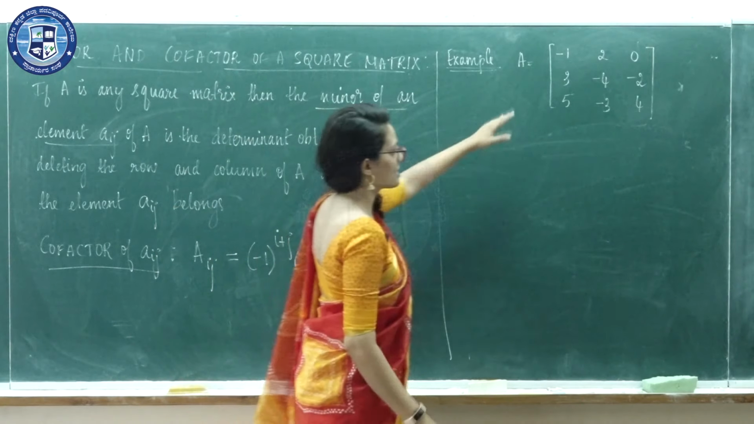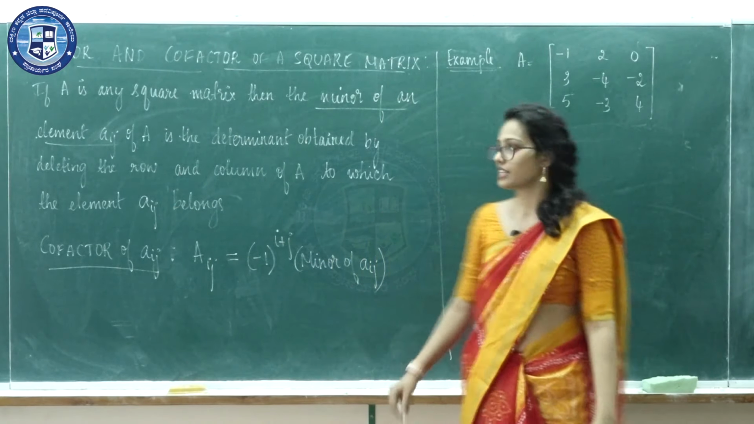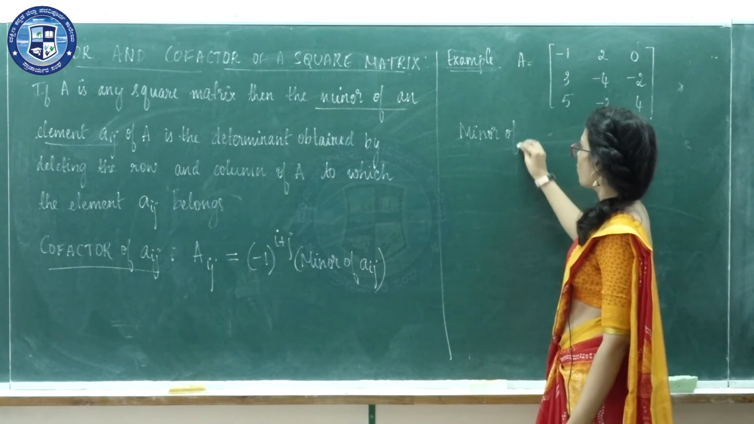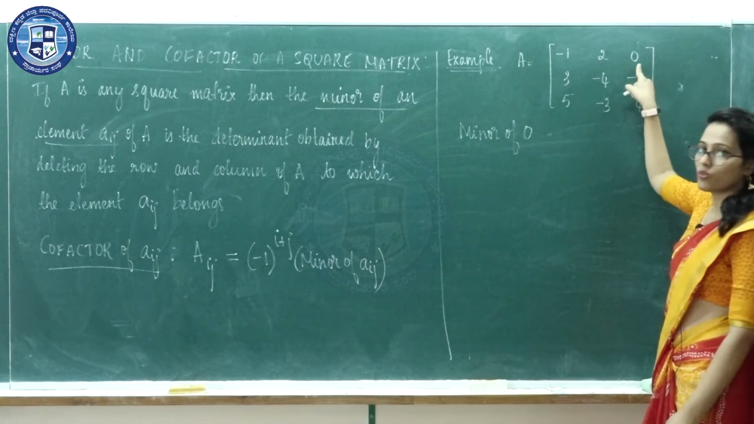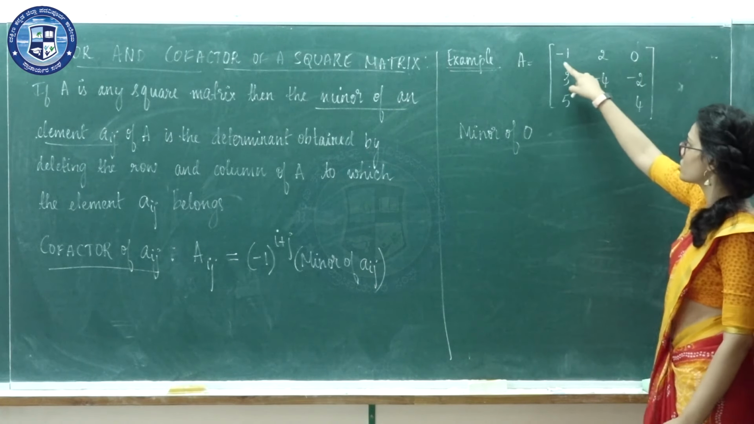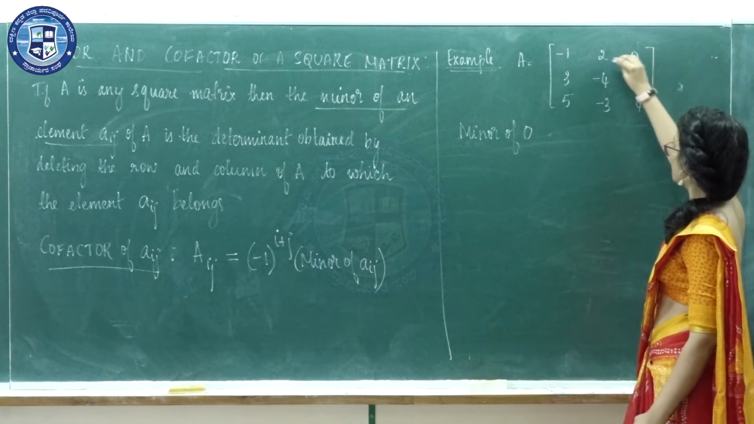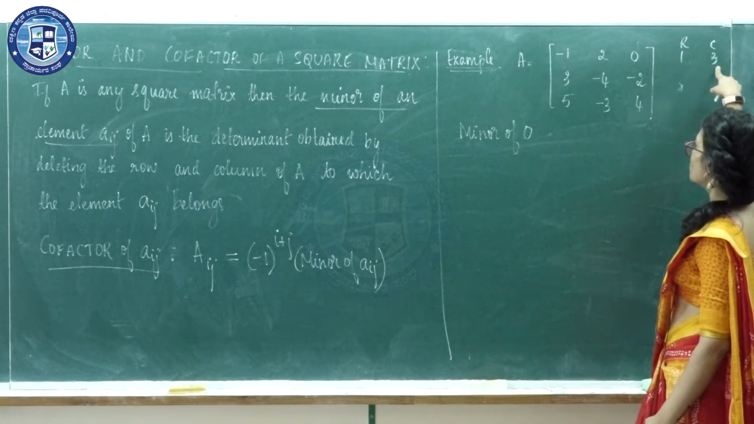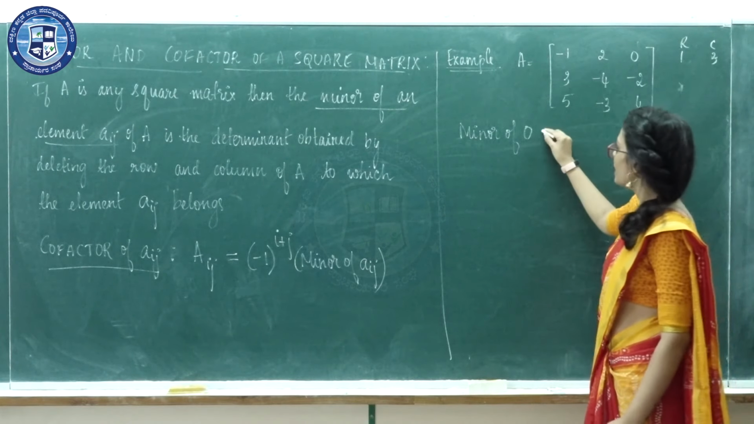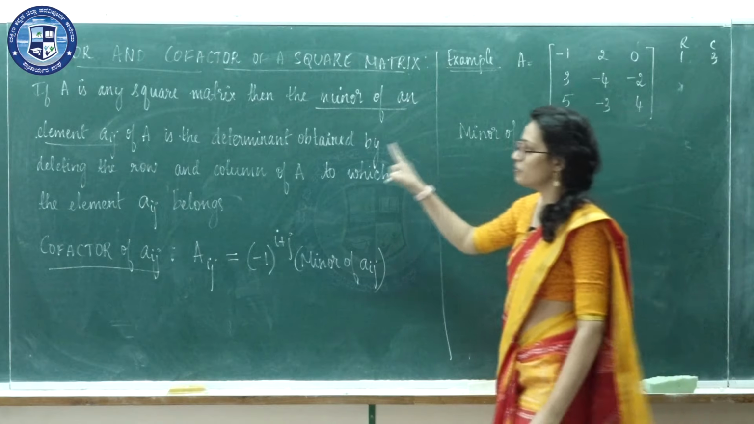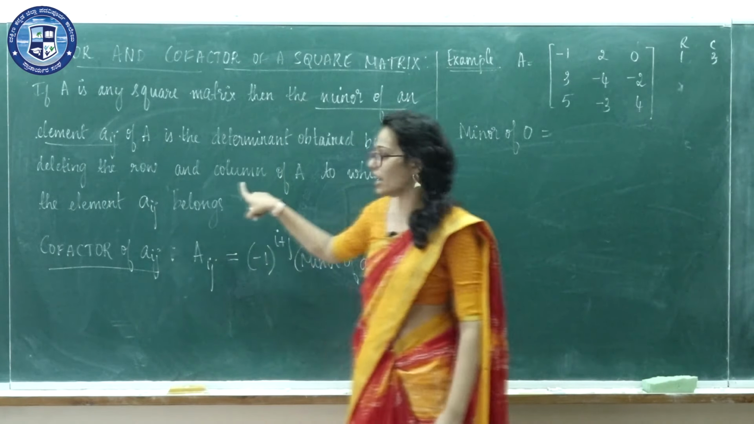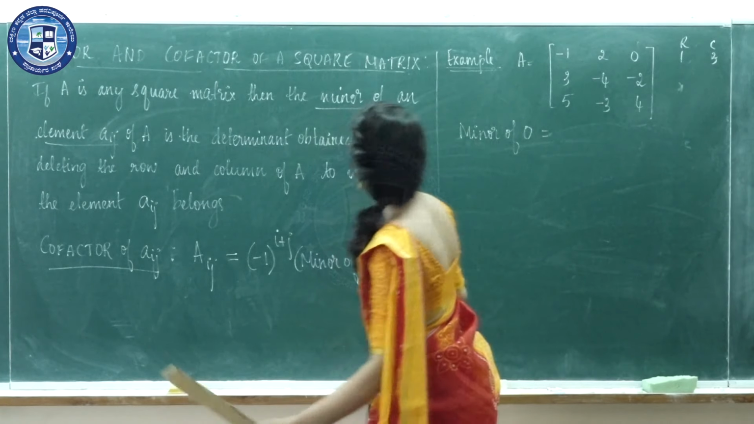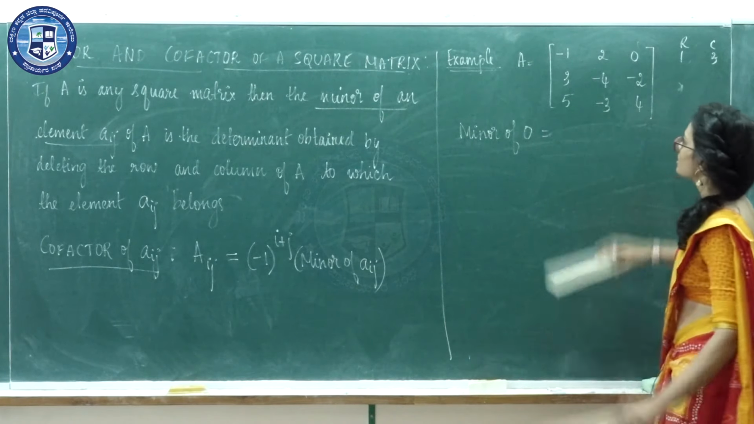So, I have the matrix A, 3 cross 3 matrix. Now, to find the minor of 0, let us find minor of 0. We have 0 over here. Okay? So, you know the position of the terms, correct? So, first row and which column? Third column. So, first row, third column. Alright? So, minor of 0 is obtained by how? Deleting the row and column of A to which the element belongs. So, let us delete the row and column to which 0 belongs.